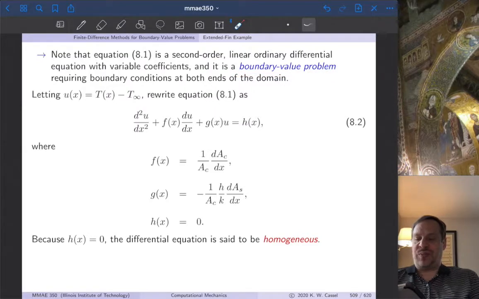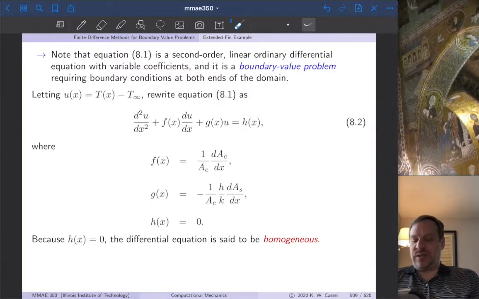That's essentially step one. Now we're going to simplify it a little bit. We're going to take T minus T infinity, just subtract off the ambient temperature to make our lives a little bit easier, and we'll call that u. So u is going to be our dependent variable, and that is the temperature minus the constant ambient temperature T infinity.